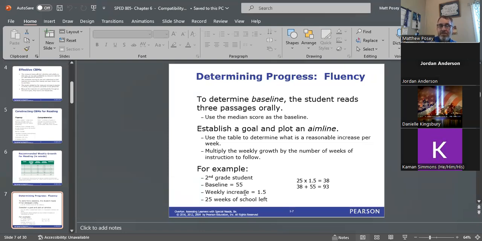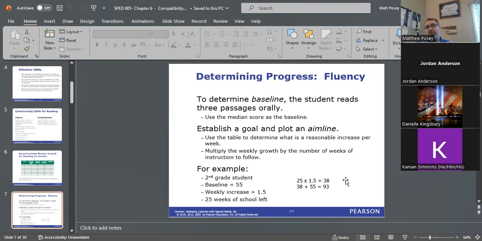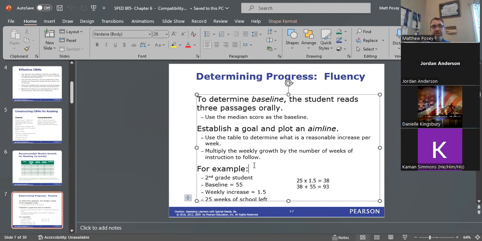Does everyone see how that works? You take their baseline and look at their weekly increase. Looking at the chart, I'll flip it back over: it was second grade, so their baseline was 55. We multiplied the 25 weeks by the 1.5 and came up with 38. We add 38 to their baseline, and the end goal is 93. If I were plotting this over the 25 weeks of school, giving one probe per week, we want to see that aim line going upward toward the 93. That's how we would build our aim line.